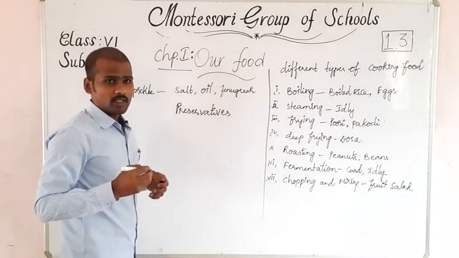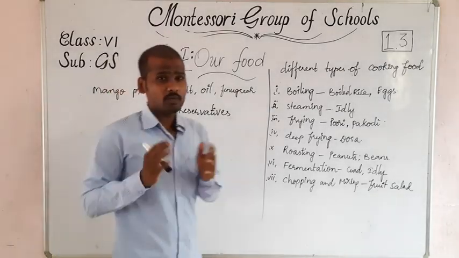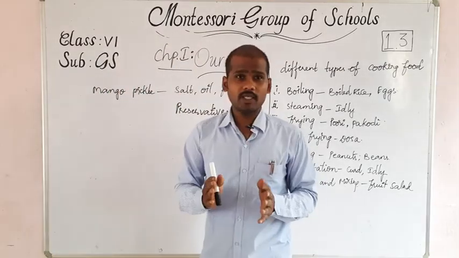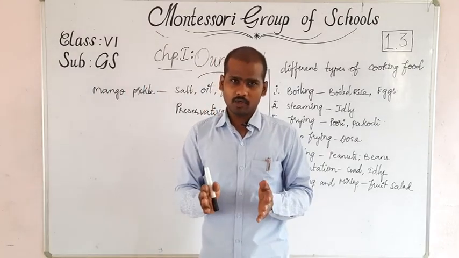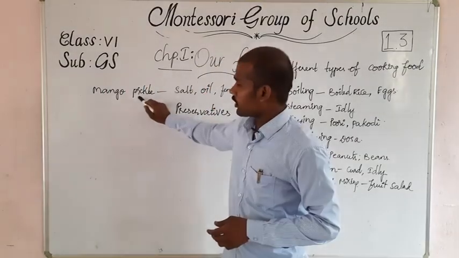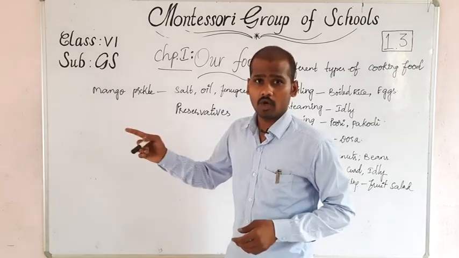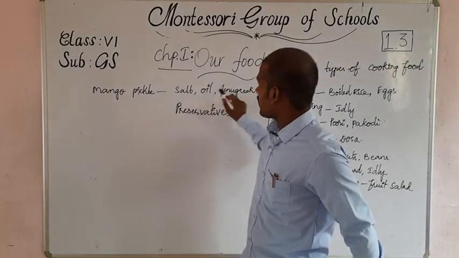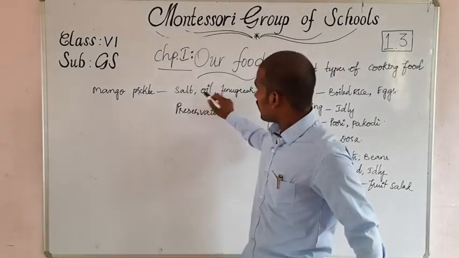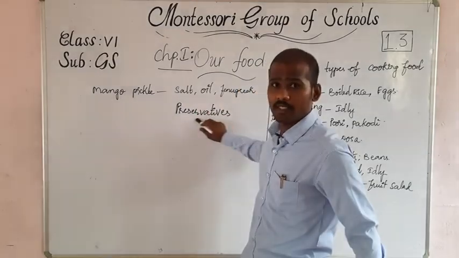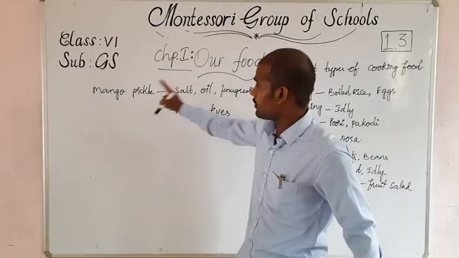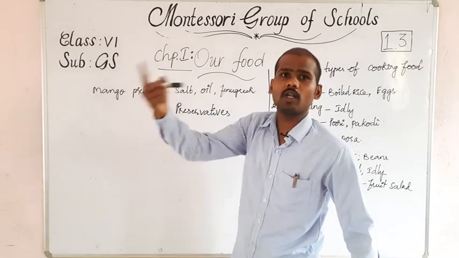Preservatives. The word preserve means to store something. Here, to store mango pickle to last for a very long time, we add salt, oil and fenugreek. So salt, oil and fenugreek are called preservatives because they help mango pickle to last for a long time.